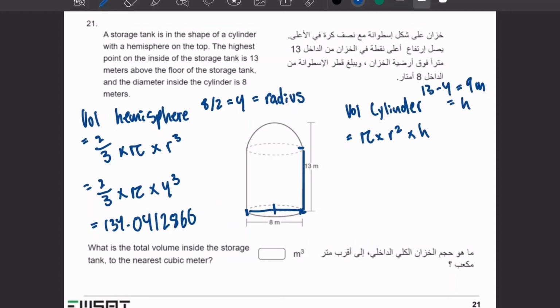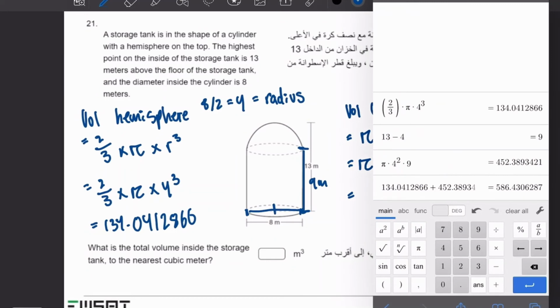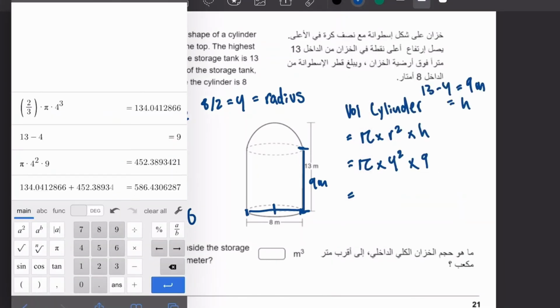And now we can put that into our equation. So it would be pi multiplied by 4, since we know the radius is 4, squared, multiplied by 9. So here till here is 9 meters. And then we would put that into our calculator, and the answer would be 452.3893421.